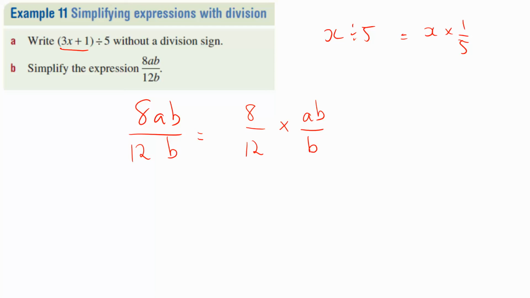Now, let's have a look at this. 8 over 12, we can simplify 8 over 12 to? 4 over 6. Good, and you can even simplify that even further. 2 over 3. Okay, so we now know 2 over 3 times, now this is a bit weird, you've got ab over b.